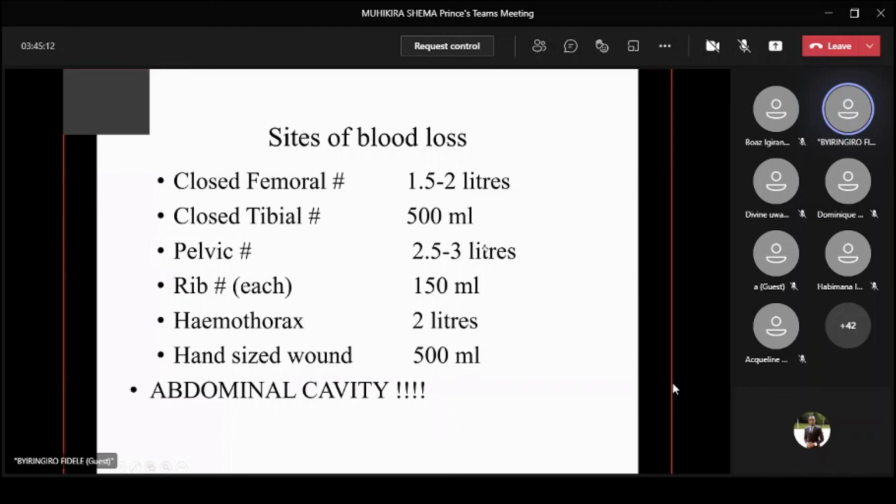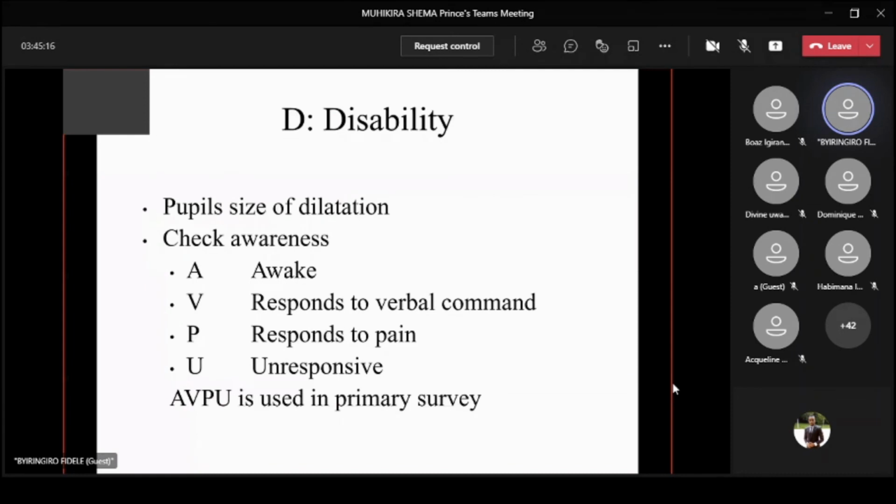So now let's talk about the disability. Disability is when you are assessing the mental status of the patient. For the mental status, you have the pupils, and you have to check the awareness. Awareness means awake, fully awake, only responding to verbal, only responding to pain, or unresponsive. You know this, AVPU, correct?